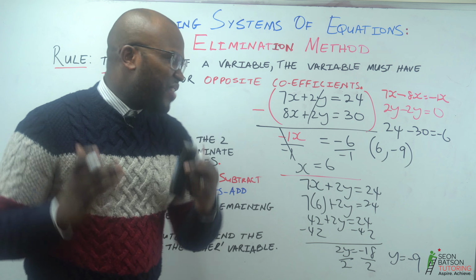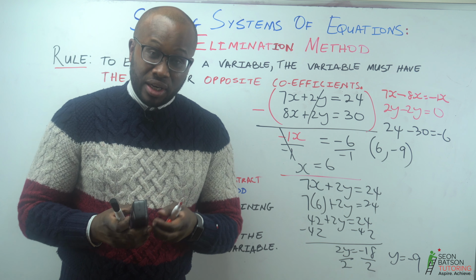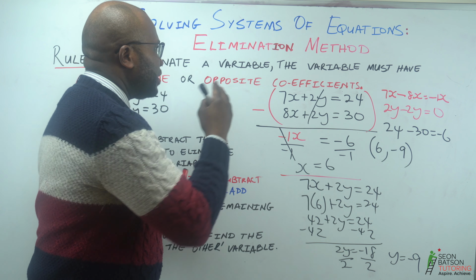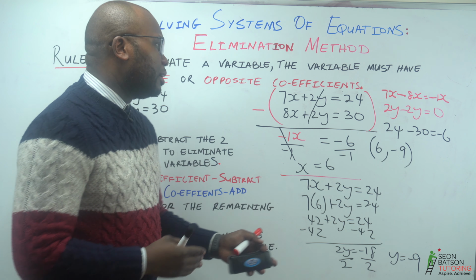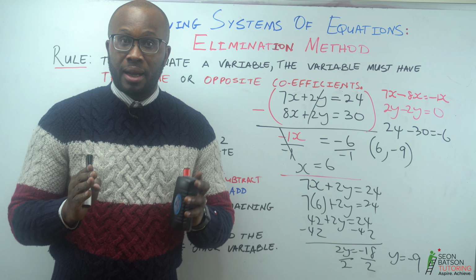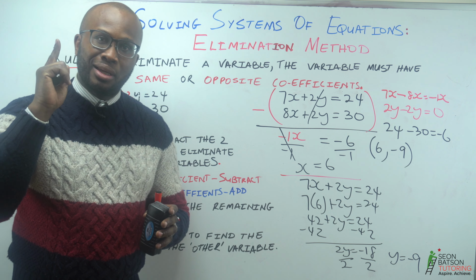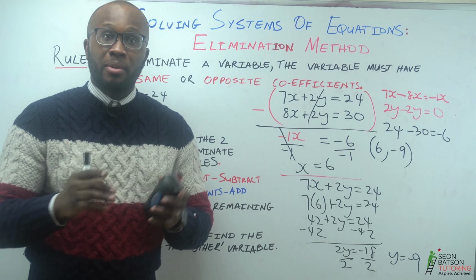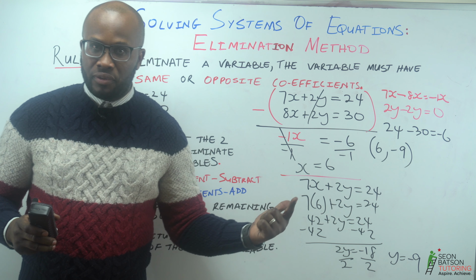Very simple, very fun. I really hope that you guys will enjoy this video. If you need to, you can go back and watch the previous example. Try that problem, then come back, watch this video, try it on your own just to make sure you get the concept. But the main rule you must remember when solving a system using the elimination method is that to eliminate a variable, that variable must have either the same coefficient or opposite coefficients.